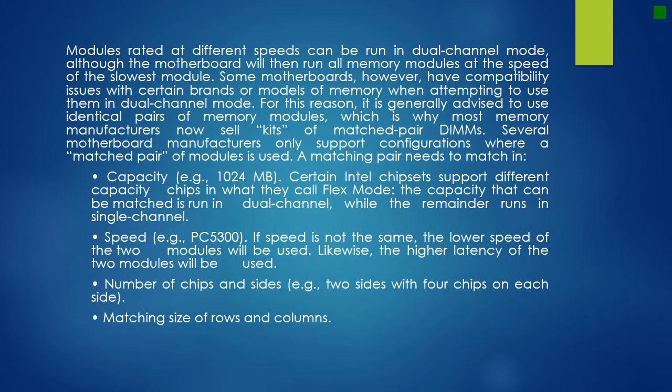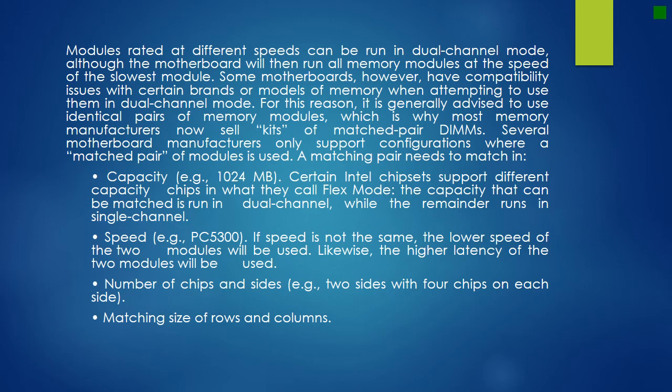Several motherboard manufacturers only support configurations where a matched pair of modules is used. So a matching pair needs to match in, for example, capacity, such as 1024 MB. Certain Intel chipsets support different capacity chips in what they call flex mode. The capacity that can be matched is run in dual channel, while the remainder runs in single channel.